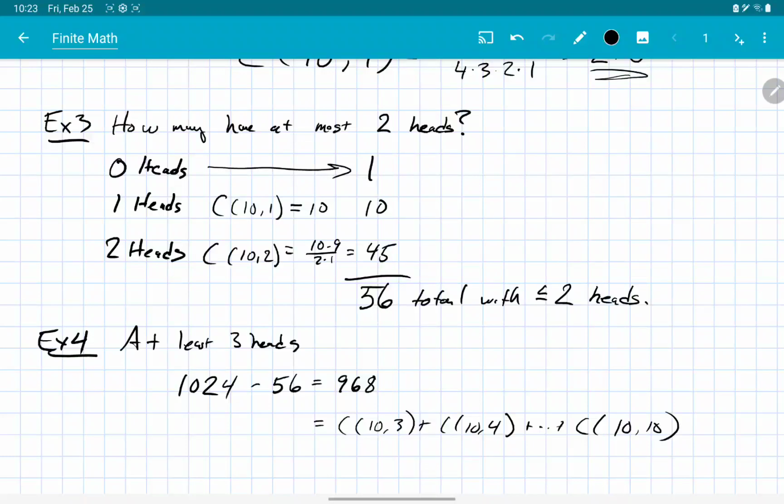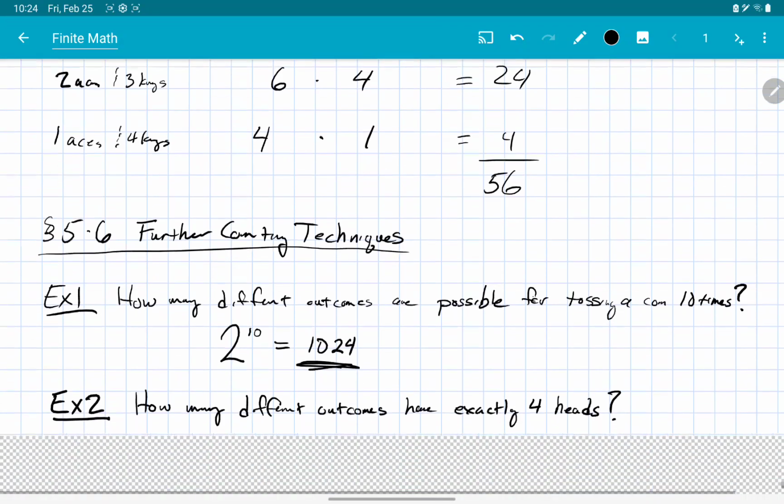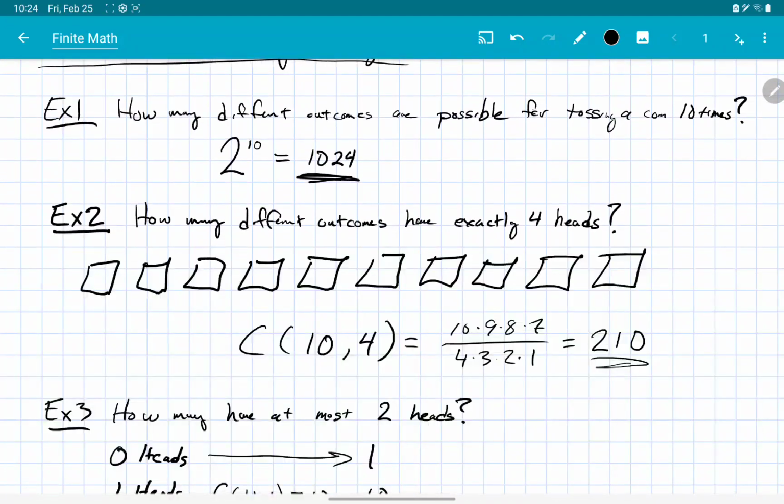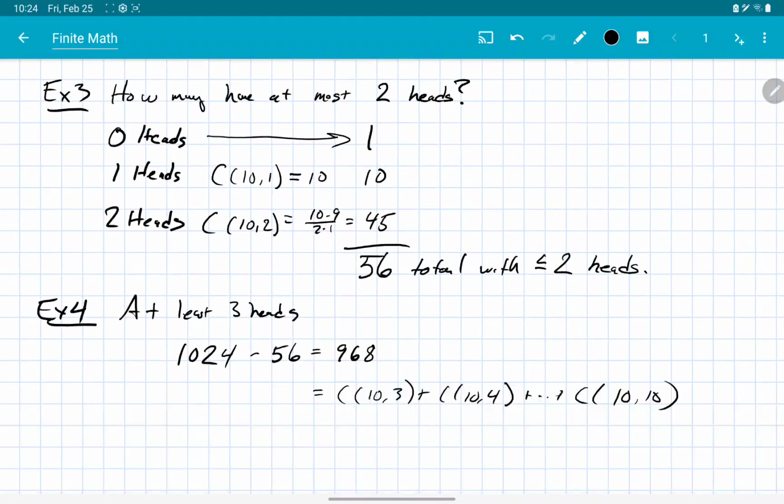Any questions? Yeah, Haley. So wait, what number did you use? Did you use the 56? Oh, okay. I used the 1024 from example 1, because that's the total number of possibilities. And at least 3 heads is the opposite of at most 2 heads. So we use that 56 from the previous problem. All right, thanks for asking that. I'm sure you weren't the only person thinking that.